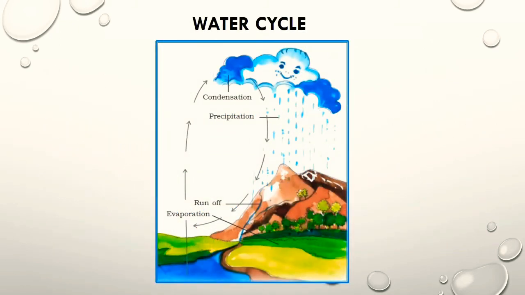Here you can see the picture of the water cycle. See here in this picture, because of the sun's heat the water evaporates. After that clouds are formed, and after that it again comes down to the earth in the form of rain. So this cycle is known as the water cycle.